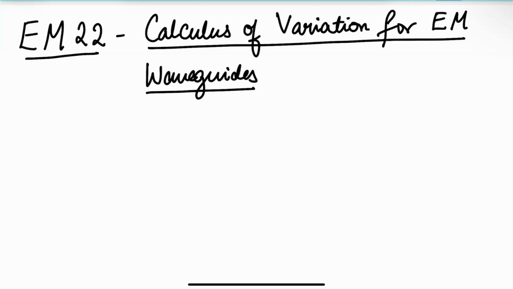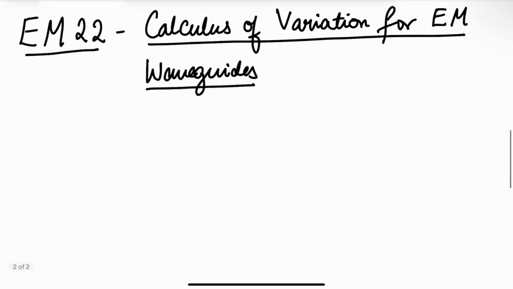How do I find what the mode profile is and what the propagation constant is? And that is done numerically using the finite element method. Okay, so that's what we want to establish today. How do you actually do it numerically? And we will use what is known as the Ritz procedure, or we will develop the Rayleigh-Ritz procedure to calculate numerically the waveguide mode profile and the propagation constant.